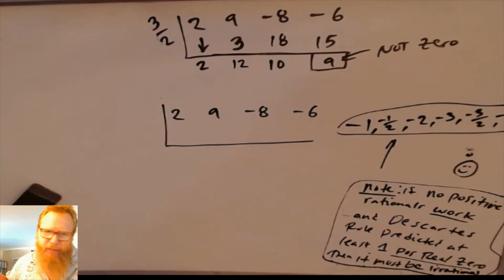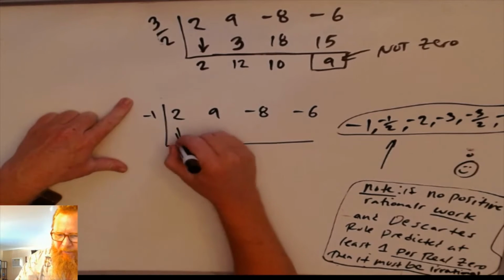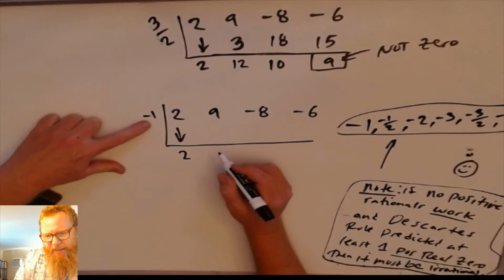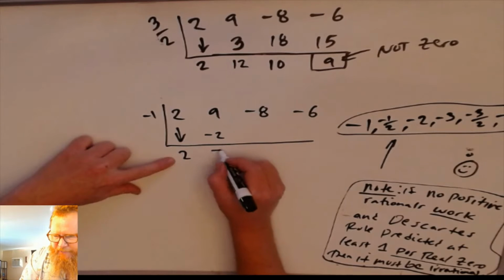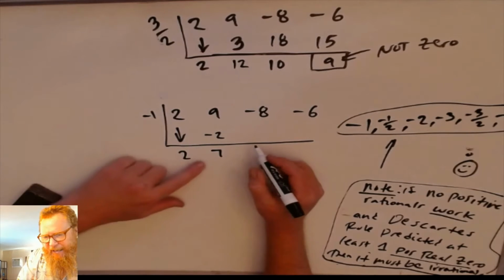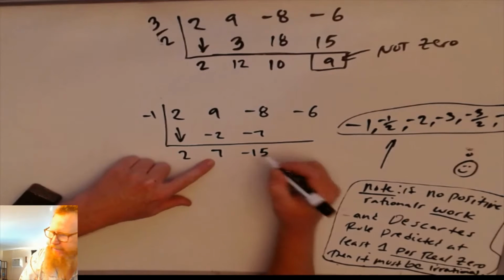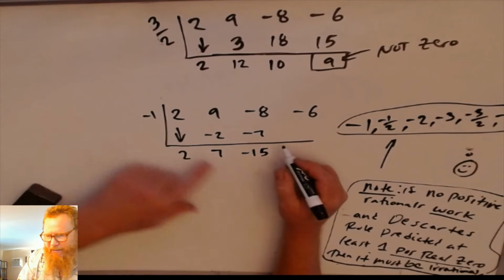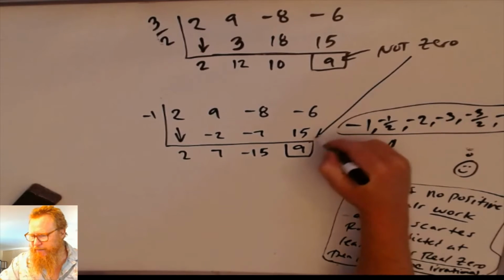I know, I'm talking forever. I should probably just solve this thing. So let's go through our list of negatives and see what we get. Negative 1 times 2 is negative 2. 9 and negative 2 is 7. Negative 1 and 7 is negative 7. You can already tell it's not going to work. Negative 1 and 15 is 15, and then 9. So again, it's not 0.